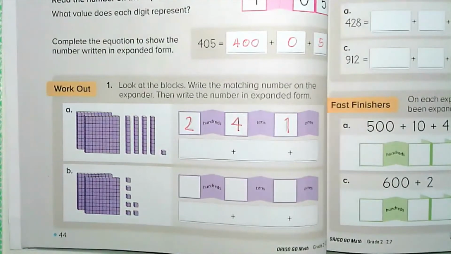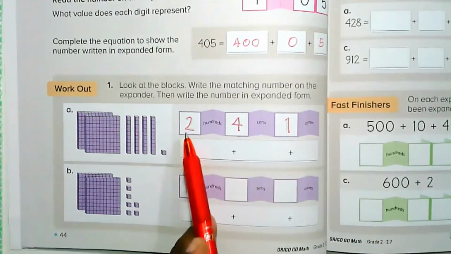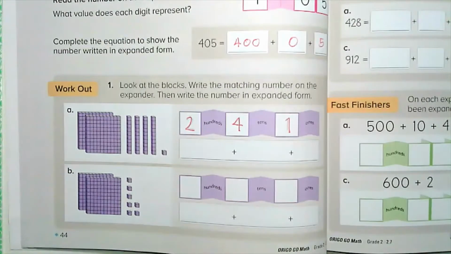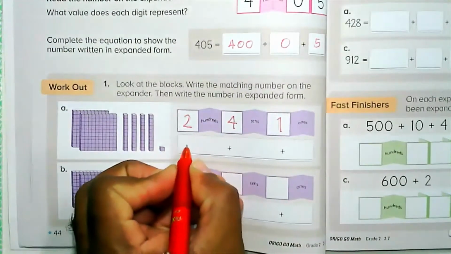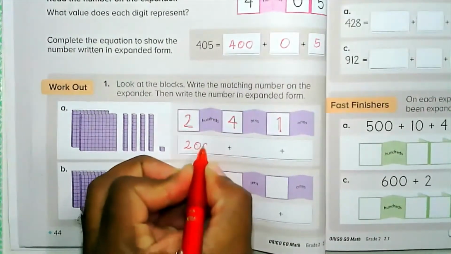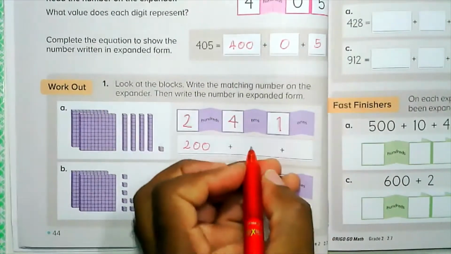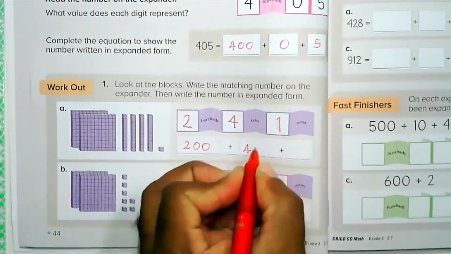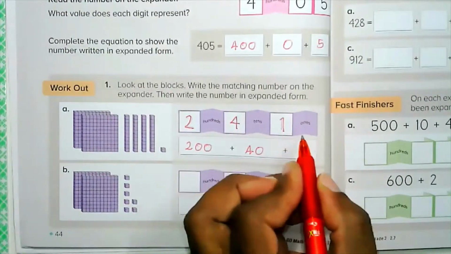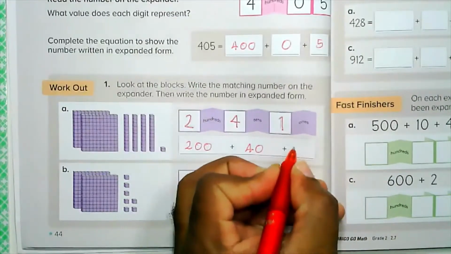So what is the value of this number, 200s? The value of 200 is 200. The value of 4 tens is 40. The value of 1 ones is 1.